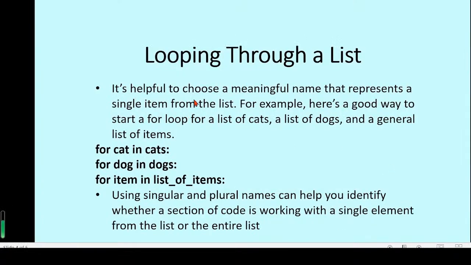It is helpful to choose a meaningful name that represents a single item from the list. For example, here's a good way to start a for loop for a list of cats, a list of dogs, and a general list of items. You can write, for example, for cat in cats, for dog in dogs, or for item in list_of_items. Using singular and plural names can help you identify whether a section of code is working with a single element from the list or the entire list.